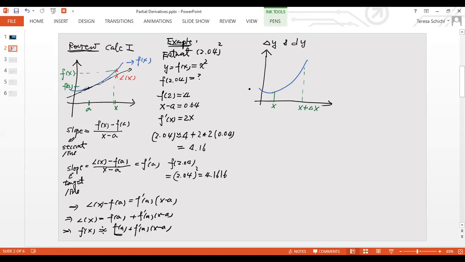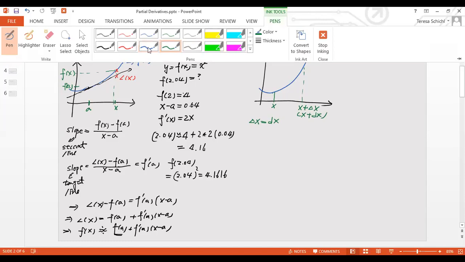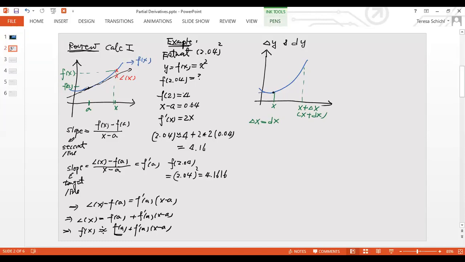So this is x plus dx. X plus delta x or x plus dx is similar here, right? On the x-axis, delta x is equal to dx. So for this point, you can say it's x plus delta x or x plus dx. Okay, so now let's take a look at the y values here. For this point, the y value will give you f of x, right? And for this one here, it is f of x plus delta x.